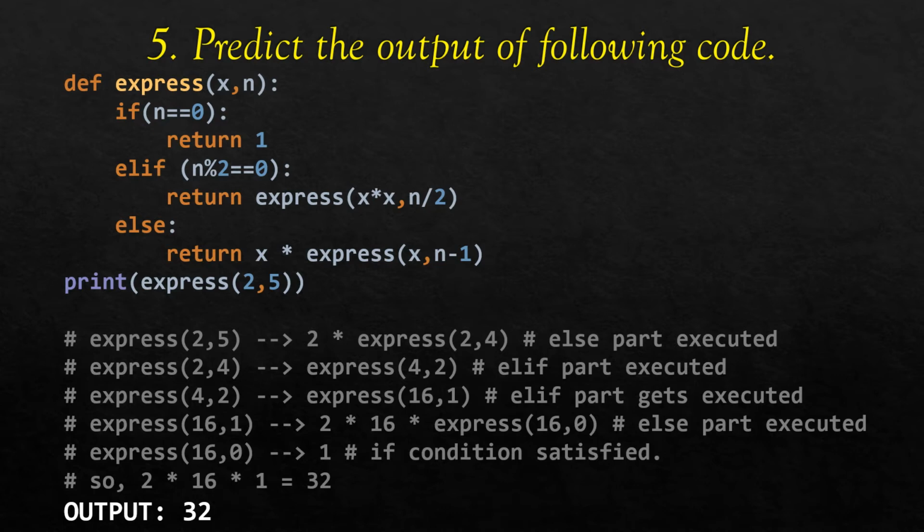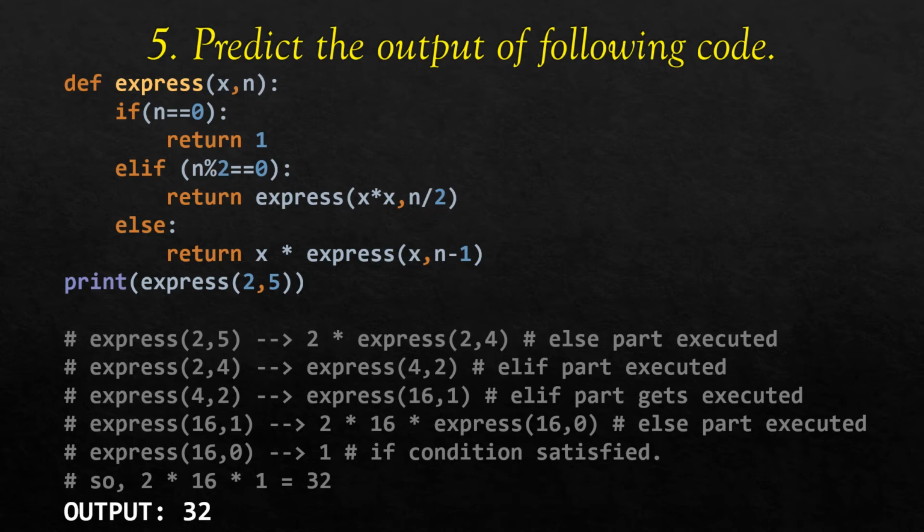Now the express function will be called with x square and n by 2. So express of 2 comma 4 will call express of 4 comma 2. Now express of 4 comma 2 will again satisfy the elif condition, so it will call express of 4 square comma 2 by 2, that is 16 comma 1. The elif part gets executed.